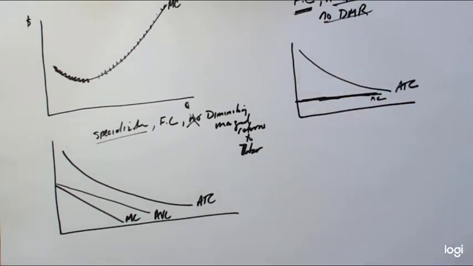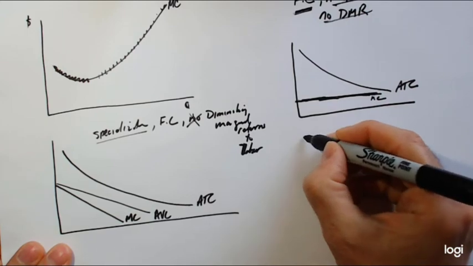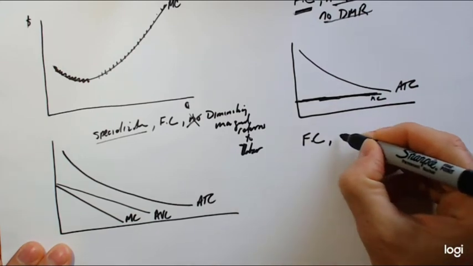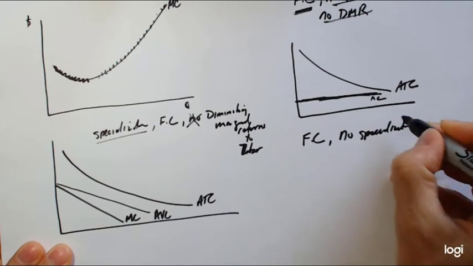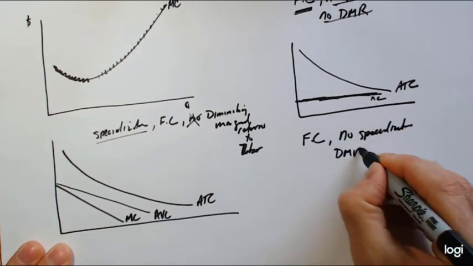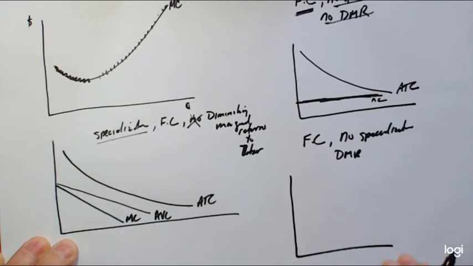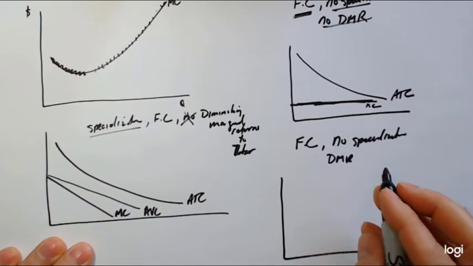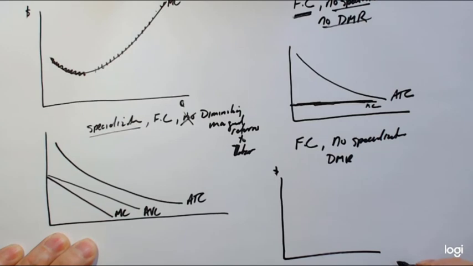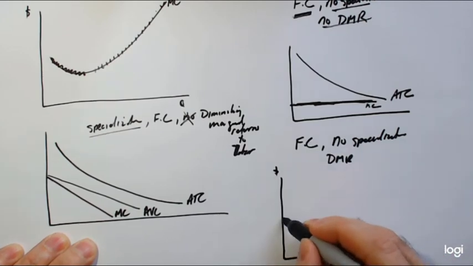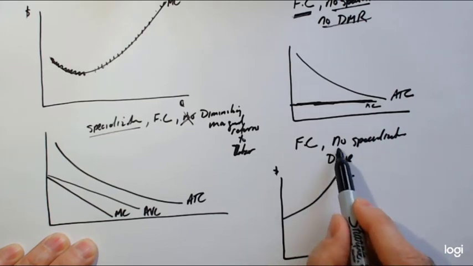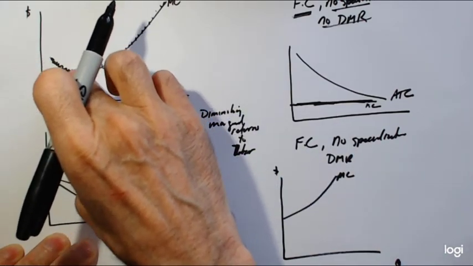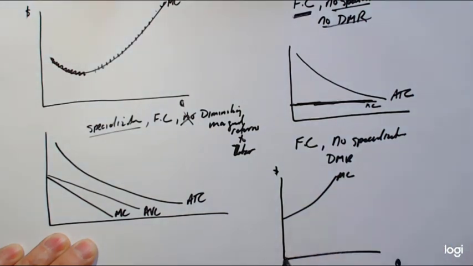Then there's one more case that I want to look at, and that would be fixed costs. We have no specialization, and we have diminishing marginal returns. What would that look like? Well, that would look like this. We would have a marginal cost curve that's going up because there's no specialization, nothing bringing it down like we had over here. So you have a marginal cost curve that comes up.